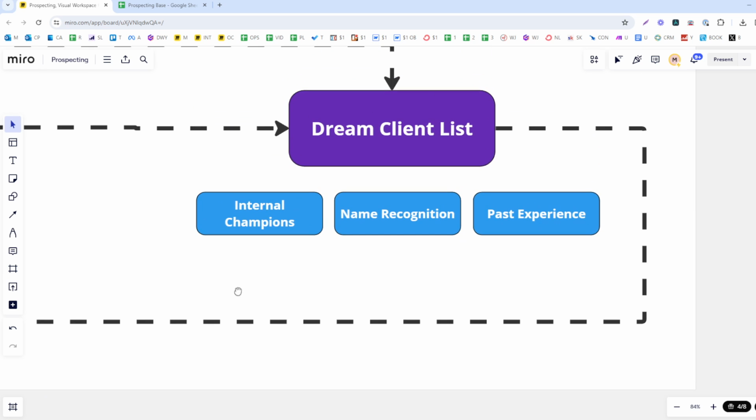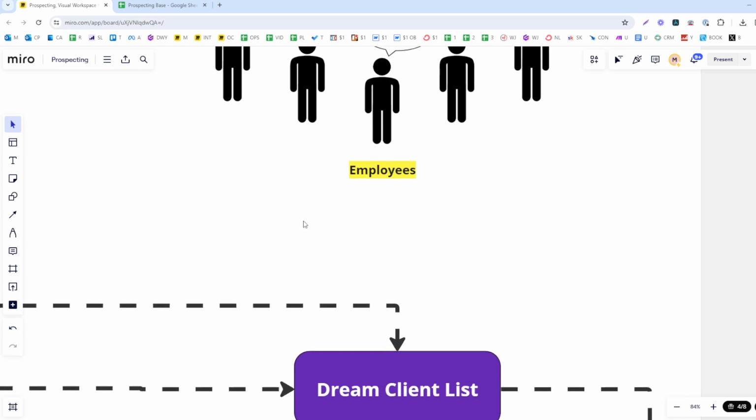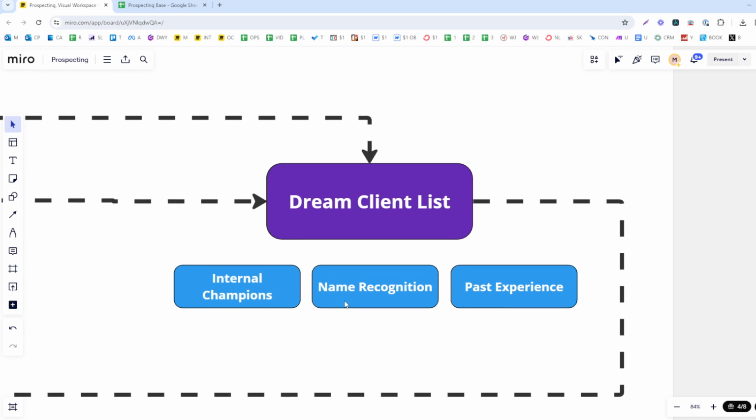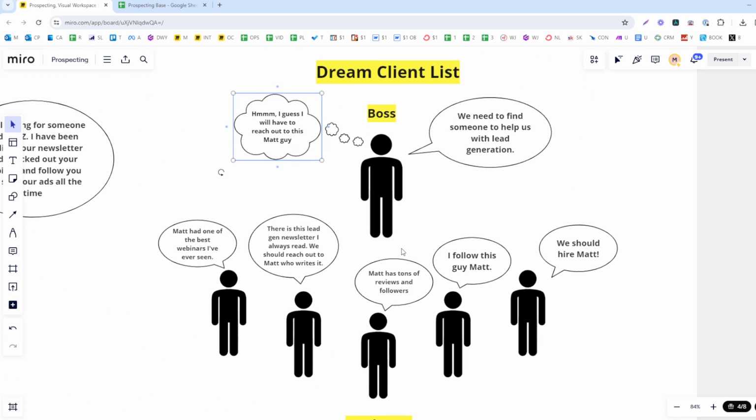This list is all about building internal champions, like in the situation above. Name recognition doesn't really matter if the CEO is going to do this. If you just have extreme name recognition from people putting themselves through a funnel like this one over time, you're going to build a great brand. And past experience, a lot of the time, let me paint the picture with an example.